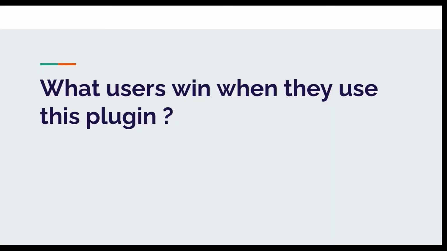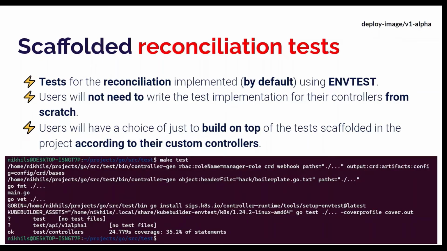So what do users gain when they use this plugin? Users get tests for the reconciliation implemented by default using env test. By this, users will not need to write the test implementation for their controllers from scratch. They will have the choice to just build on top of the tests scaffolded in the project according to their custom controllers.